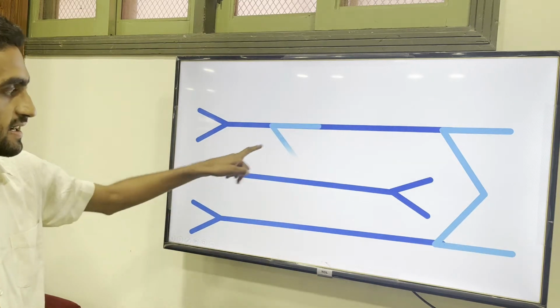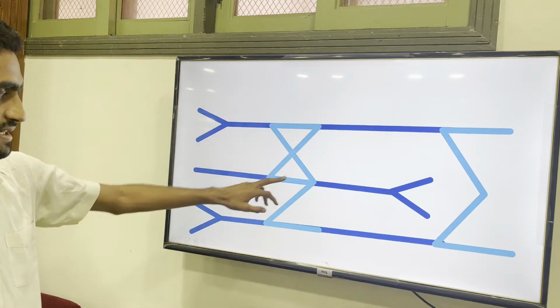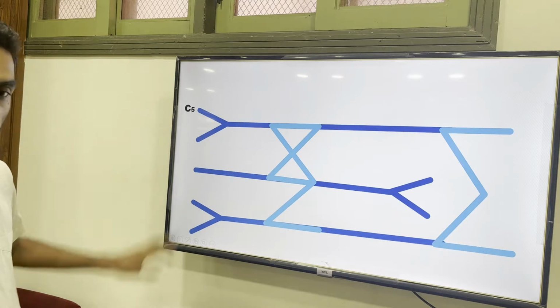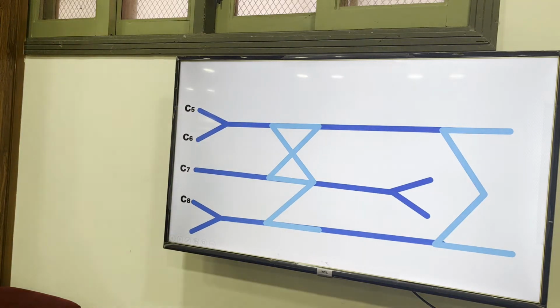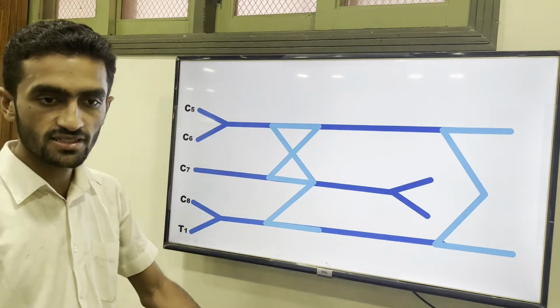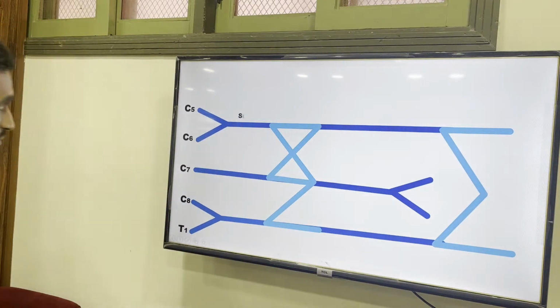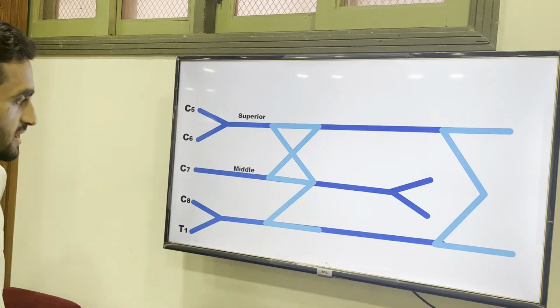One is right here, other right here. Easier, and make like this. It acts like... Okay, so just mention. So here are your 5 roots: C5, C6, C7, C8, and T1, because we have 8 spinal nerves but 7 vertebrae. So easy. Superior, middle, and inferior; just label it.